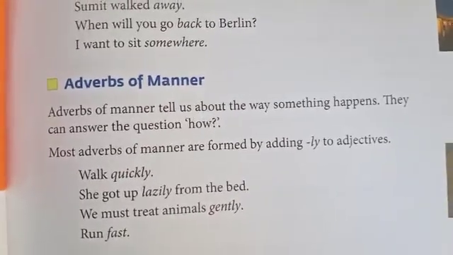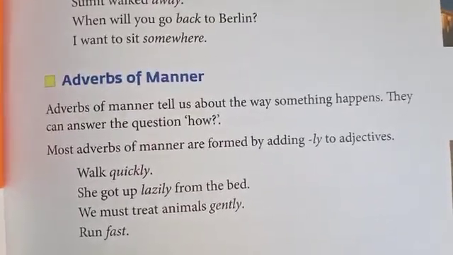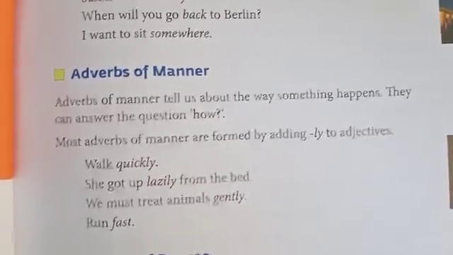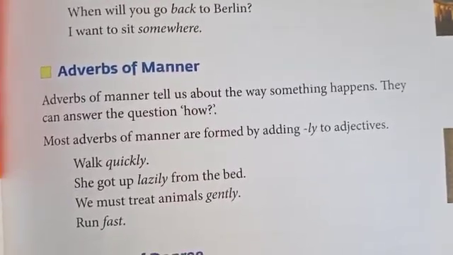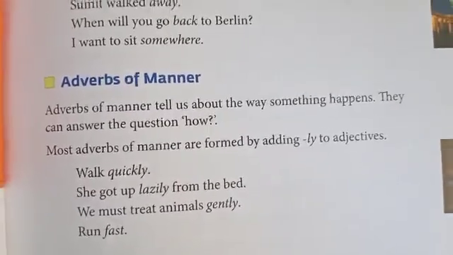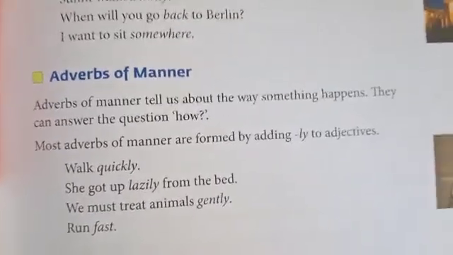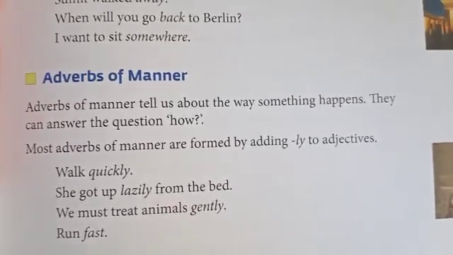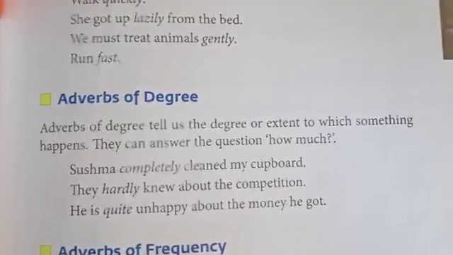I can give you many more examples. If I say, Radha sings beautifully. So how she sings? She sings beautifully. Ram speaks slowly. How he speaks? He speaks slowly. All these sentences which answer the question of how, these will come under the heading of adverbs of manner.